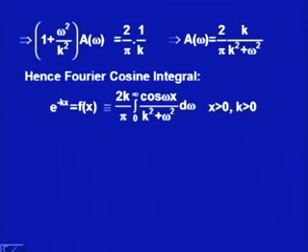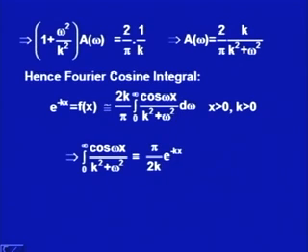From here what we are getting? We are getting that the integral 0 to infinity cos omega x upon (k square plus omega square) d omega is equal to pi upon 2k times e to the power minus kx. So, we are evaluating this integral with the help of this Fourier cosine integral.